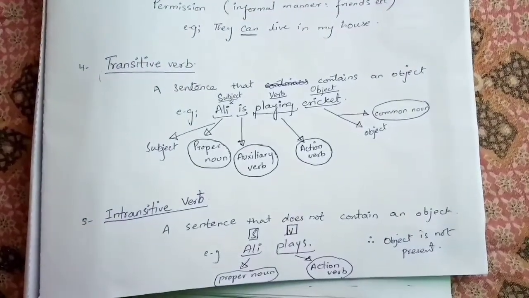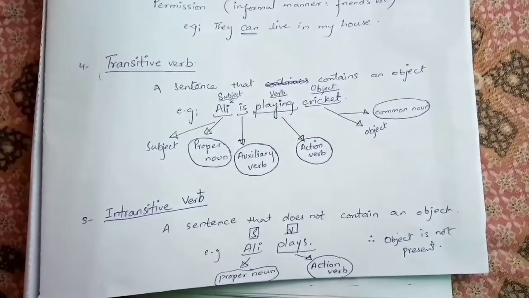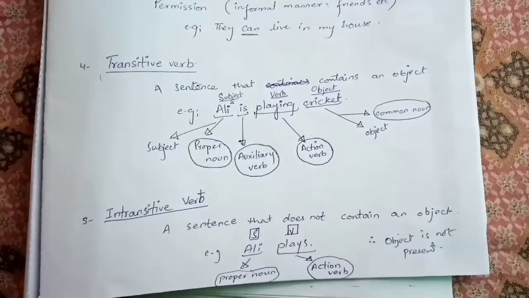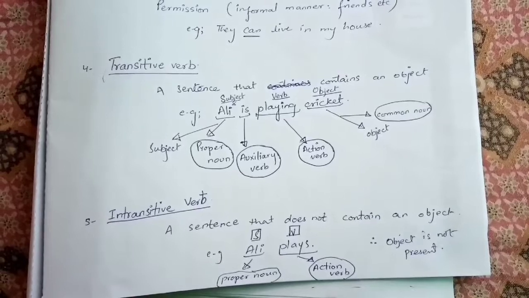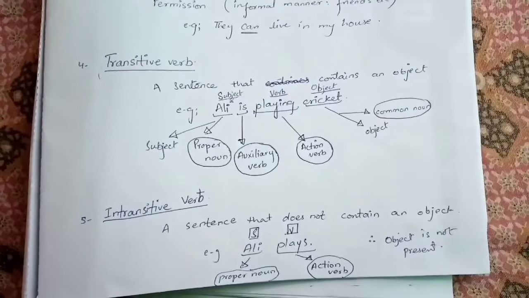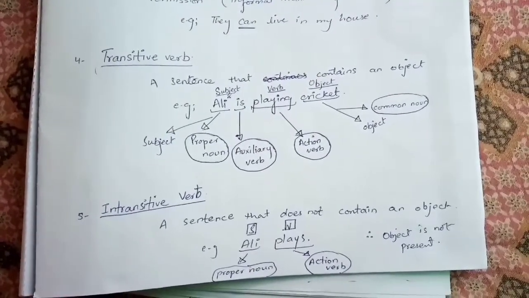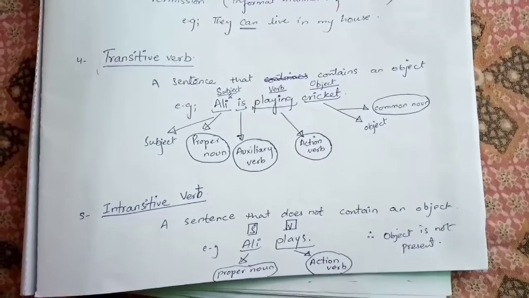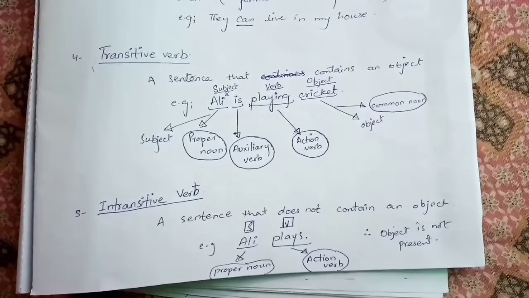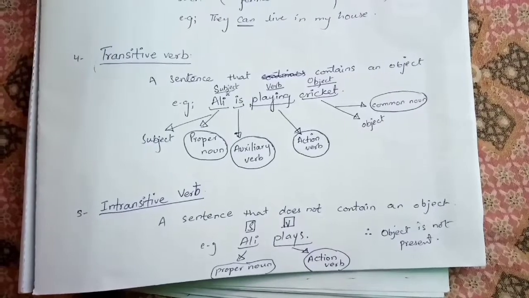Coming towards the fourth kind of verb, which is the transitive verb. A sentence that contains an object has a transitive verb. For instance, if I say, Ali is playing cricket. Ali is a subject, playing is a verb, and cricket is an object. How will you identify that this sentence contains an object? If I say Ali is playing what? Then obviously you will say that he is playing cricket. So cricket will be the object.